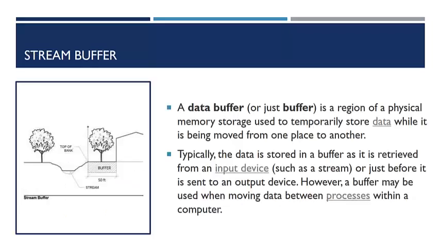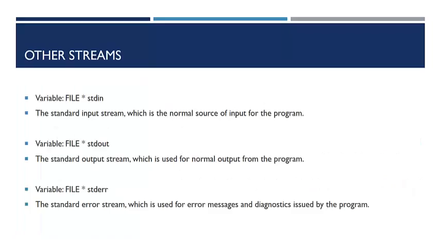And our good old friend, the stream buffer. A buffer is a region of physical memory storage used to temporarily store data while it's being moved from one place to another, so in this case, a stream. Typically, the data is stored in a buffer as it is retrieved from an input device, such as a stream, or just before it is sent to an output device, or maybe an output stream or a program. However, a buffer may also be used when moving data between processes within a computer.